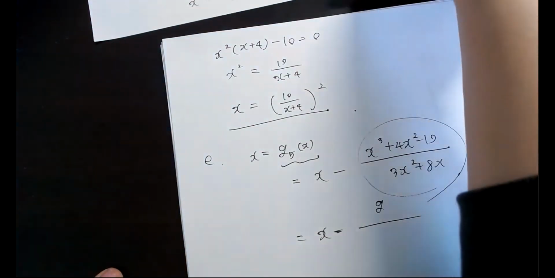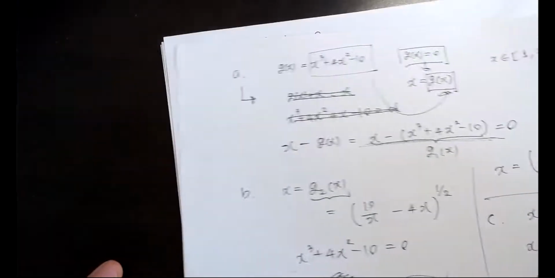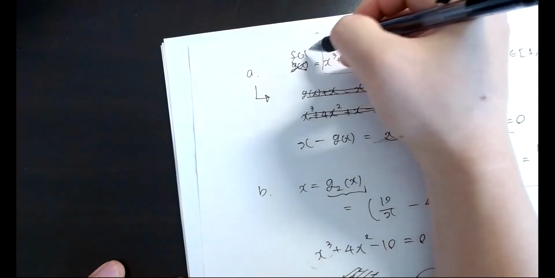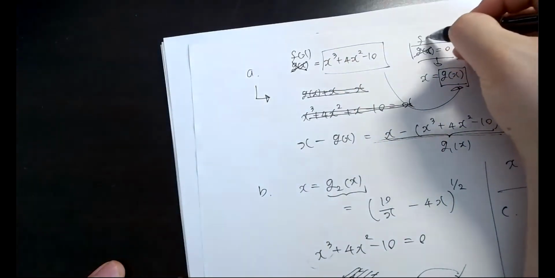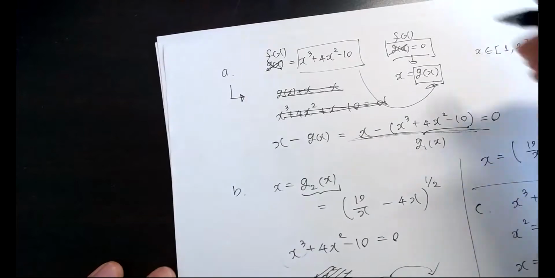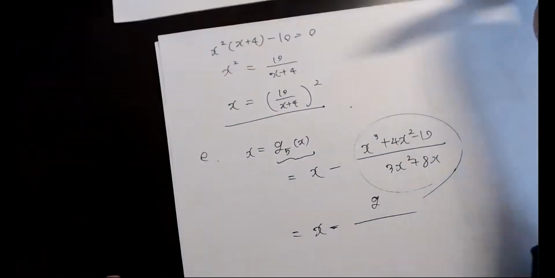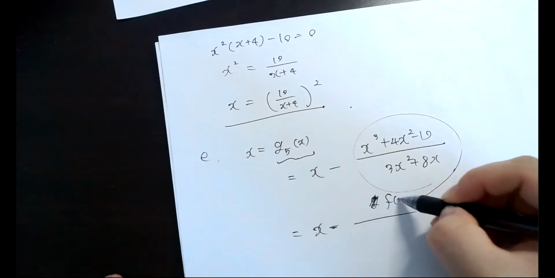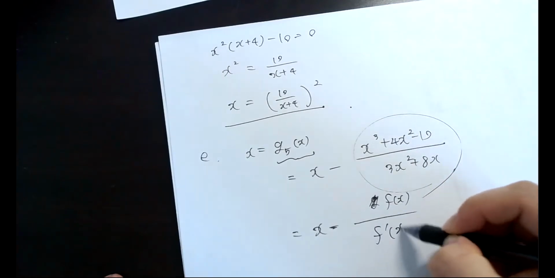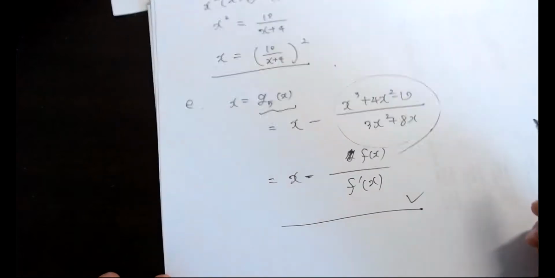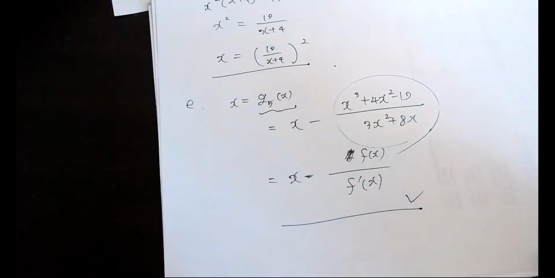Okay, so minus this should be f of x, right? We want to express g of x as x minus f of x over something. So the top one is actually f of x, and the bottom one is the derivative of f of x, f prime. Where does that come from? We're going to talk about this one later. This is a really important topic.